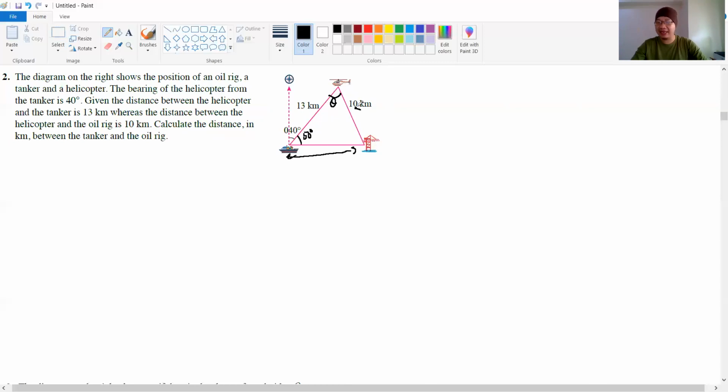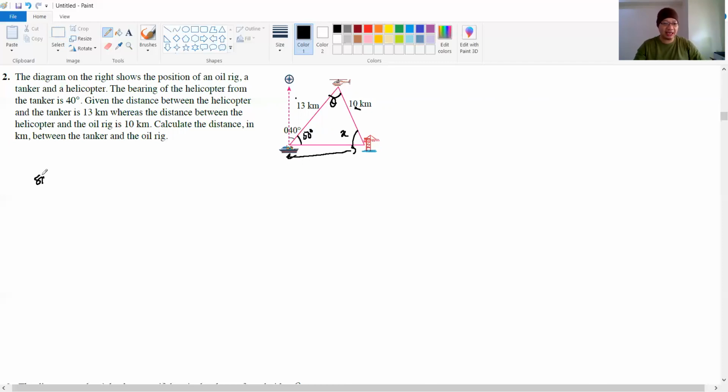Okay, 50 and 10, they are partnering. That means we can use sine here. But the theta and this length, the black color, we don't know yet. But 13 is actually partnering with this angle. Let me label it with x. So we need to find x first.